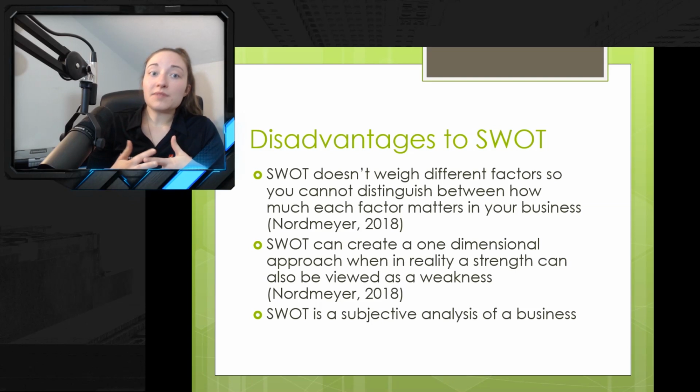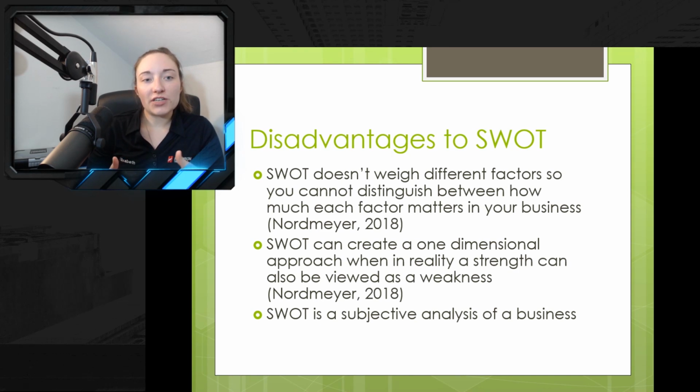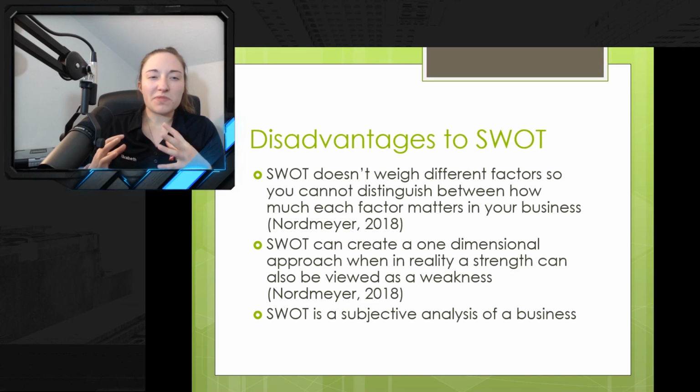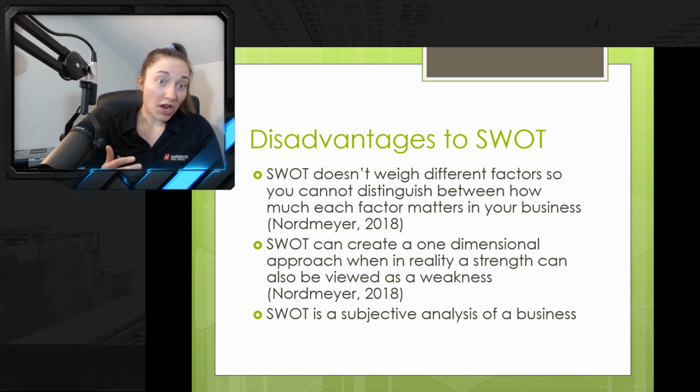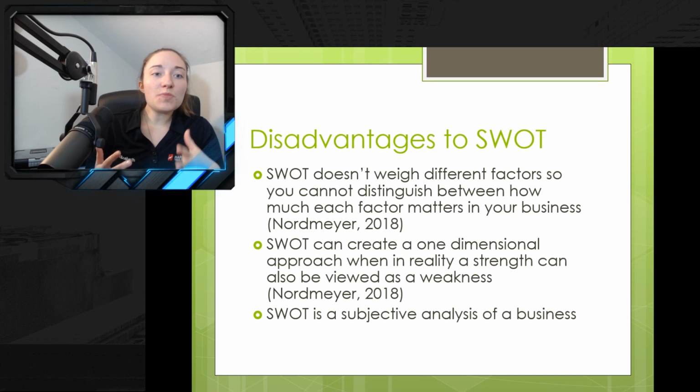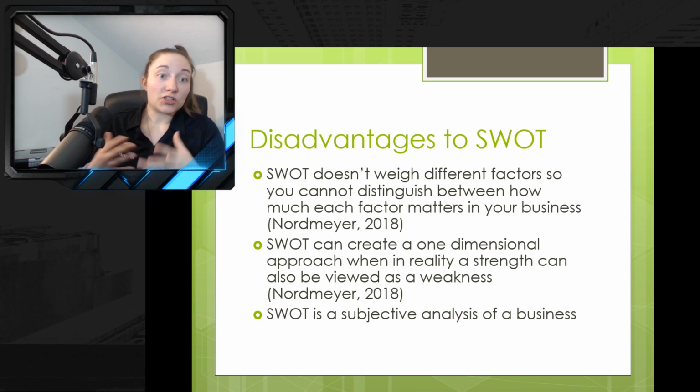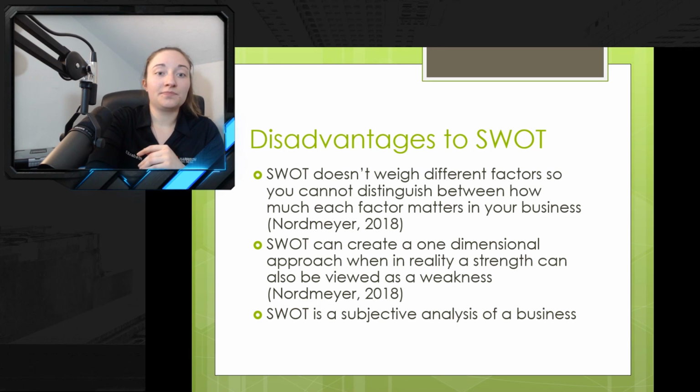Nornmeyer also lists some disadvantages of SWOT. SWOT doesn't weigh different factors, so you can't distinguish how important a factor is within your business. SWOT also could potentially create a one-dimensional approach. When you list something as a strength, it could actually, in reality, be a strength and a weakness, but on your SWOT, it's only going to be listed as a strength. And then it could be potentially subjective. Based on your objectivity or subjectivity, that's going to influence how objective or subjective your SWOT analysis is.